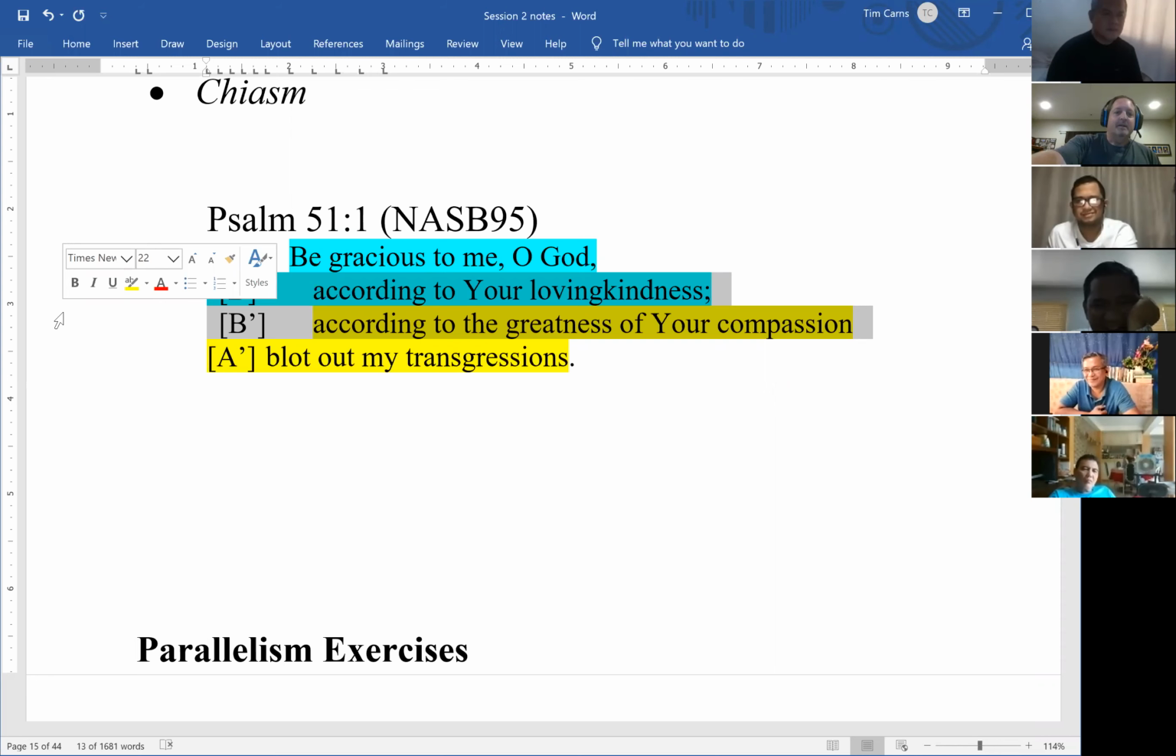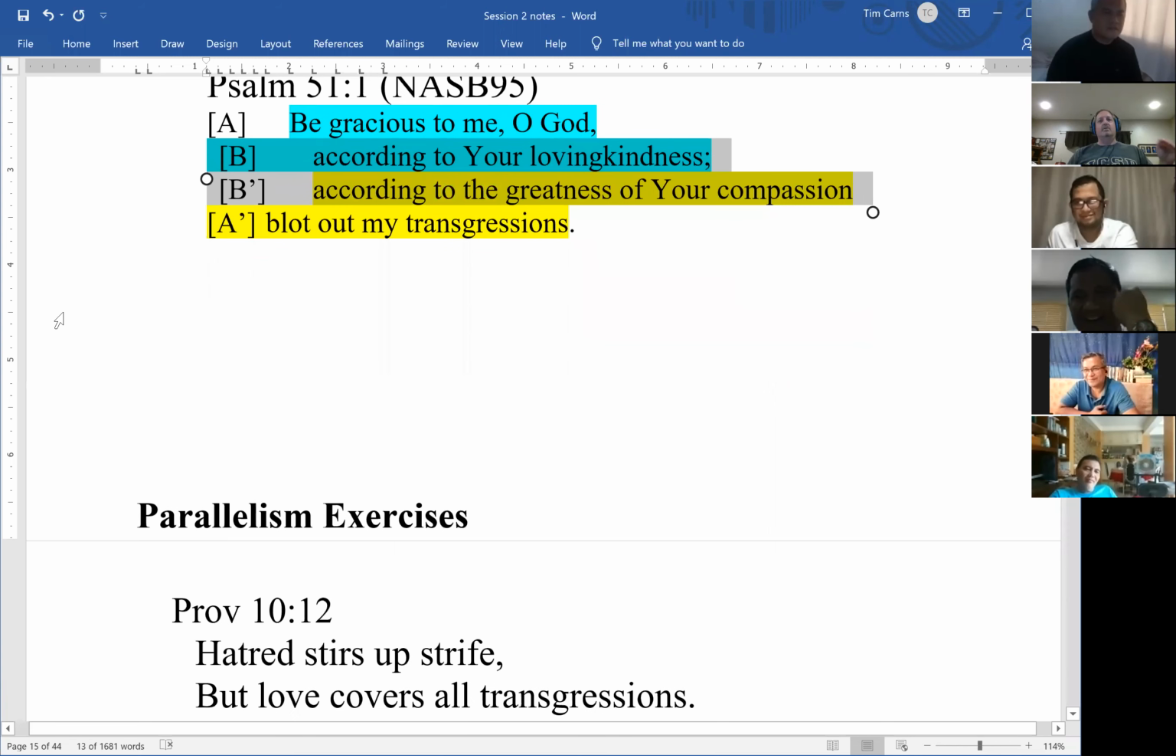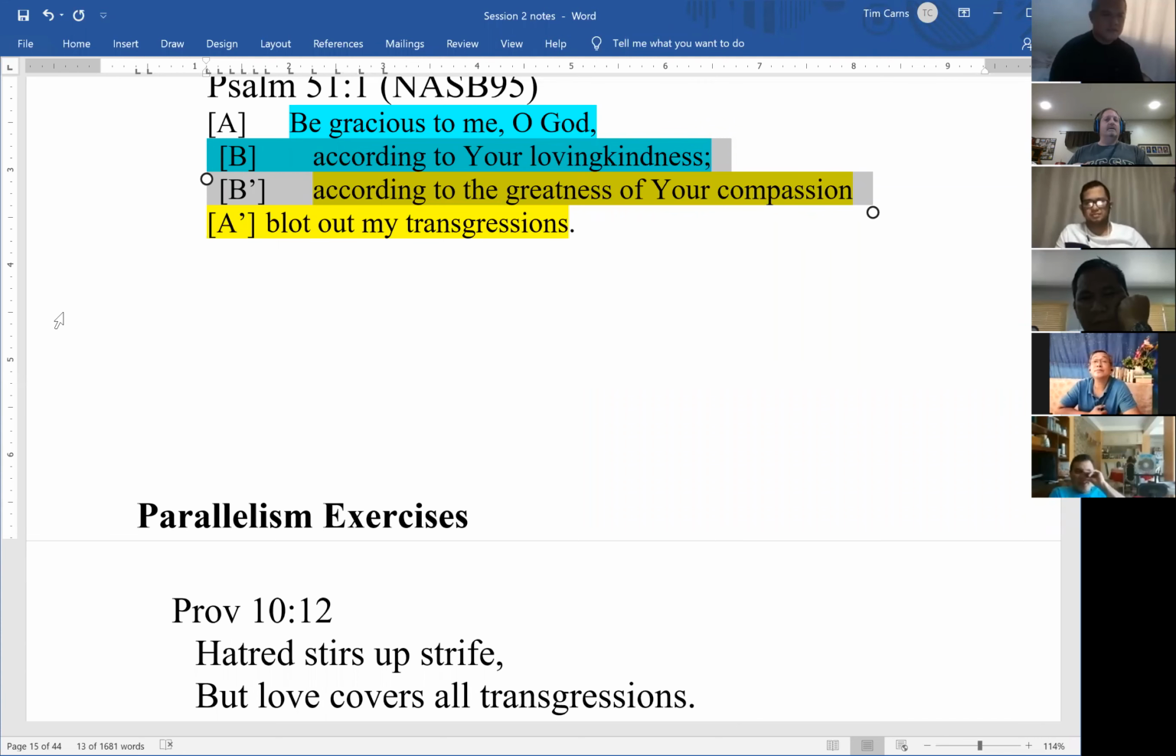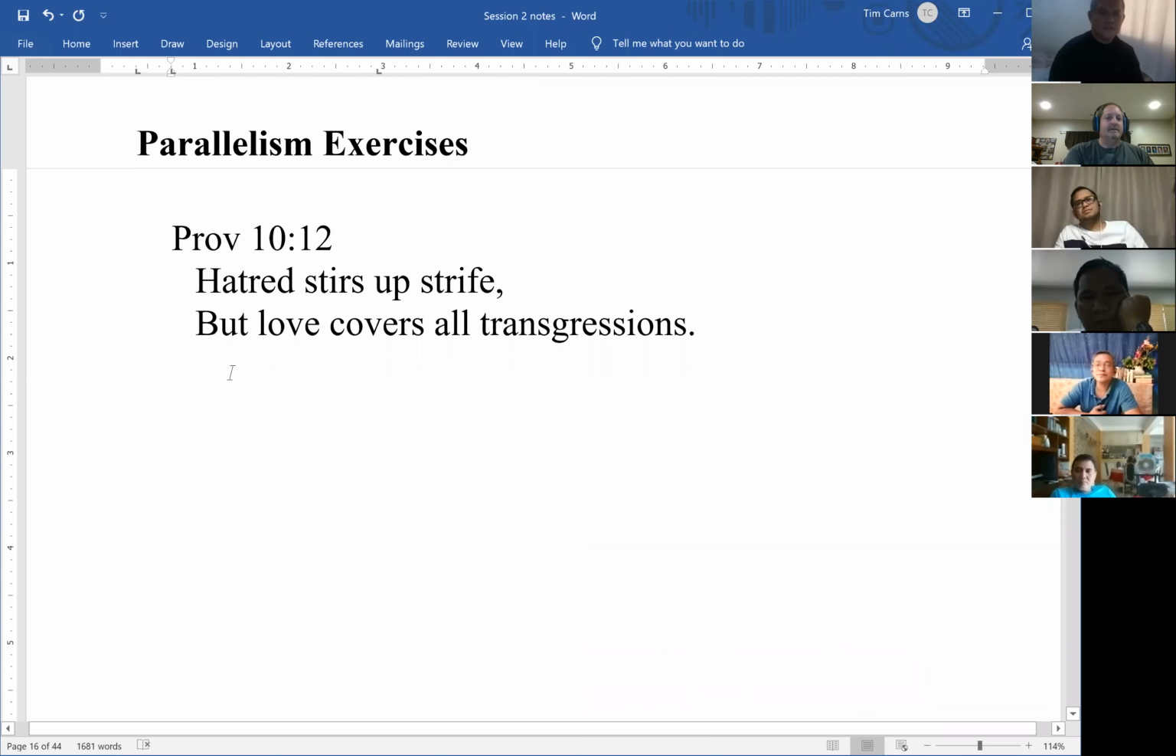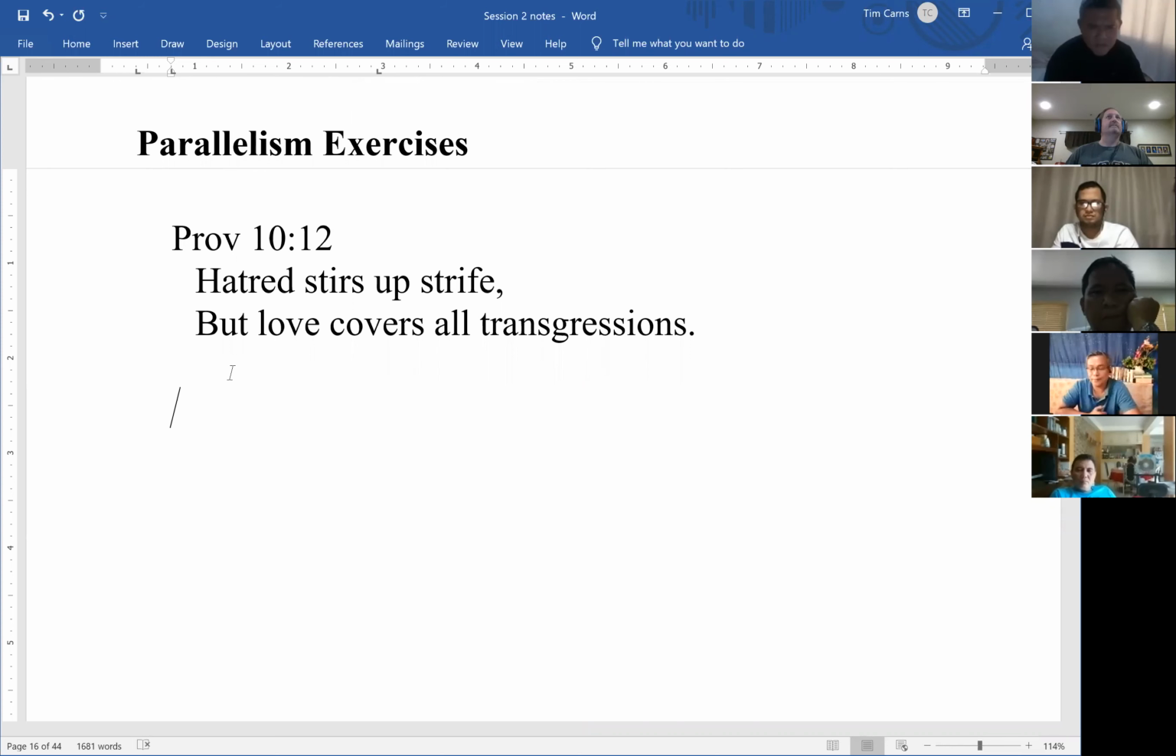All right? Now, what I want to do now is go around, and I'll just call on you, and I want you to identify the type of parallelism. I grabbed a bunch of passages from Proverbs, and just want to see if you can identify the type of parallelism from that passage. All right, so we're going to start with Proverbs 10:12, and I'll just start with Charlie. If you could type in, what type of parallelism do we see there?